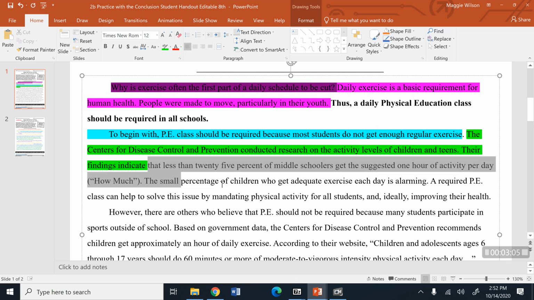And then, of course, less than 25% of middle schoolers get the suggested hour of activity per day. This right here is our evidence. So I'm going to highlight that yellow.